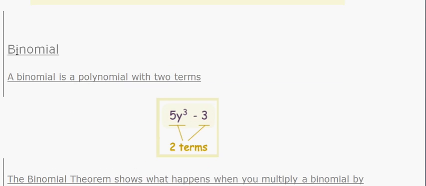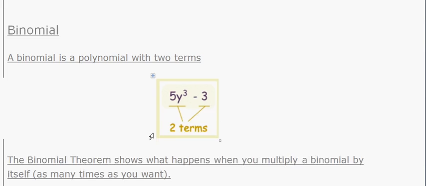First of all, let's learn what a binomial is. A binomial is a polynomial with two terms. Here is one example of a polynomial, that is 5x cubed minus 3. It is a binomial because it has two terms, that is 5x cubed and minus 3. That is why it is known as a binomial.